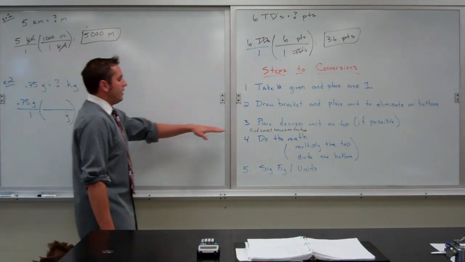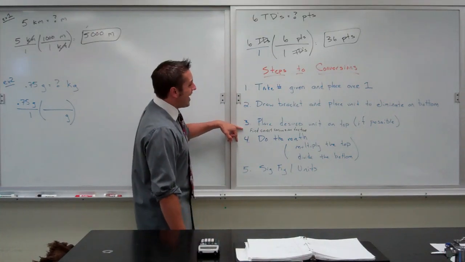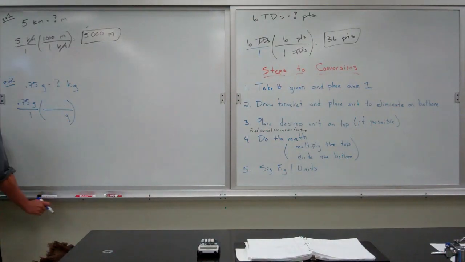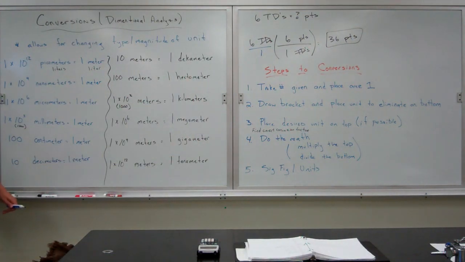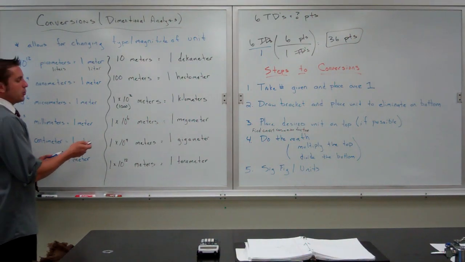Step 3, place desired unit on top if possible. So we slide this over to our worksheet, and I'm trying to find one line that has kilo and regulars, right? Kilograms and regular grams. Remember, I said the meters here isn't important, right? I can insert anything after. So it's going to take us right back to where we were.